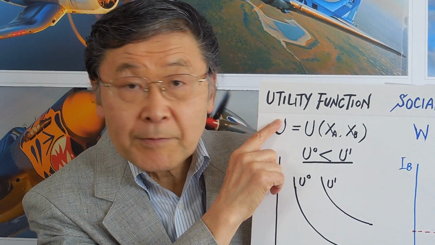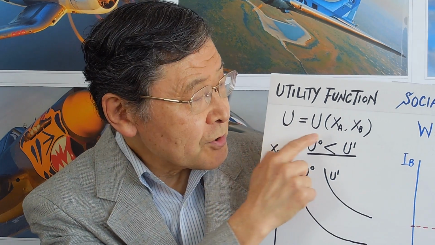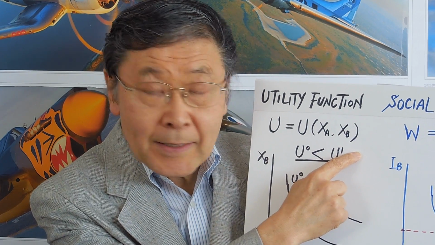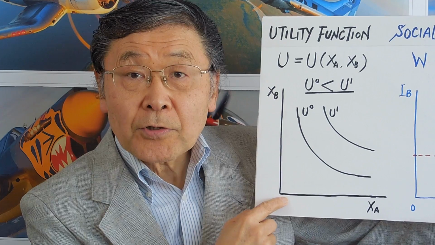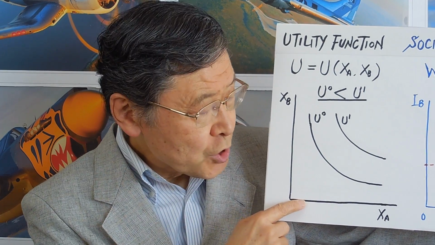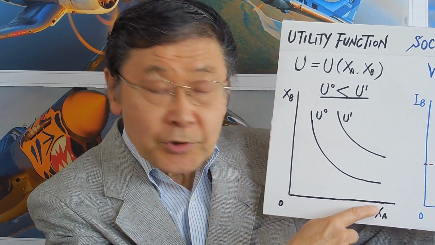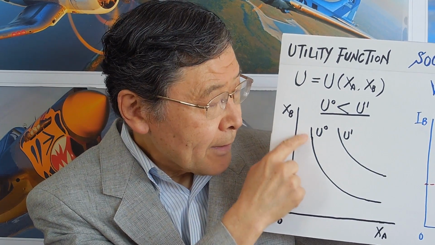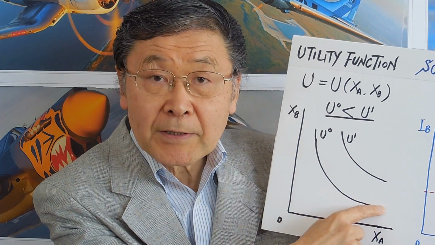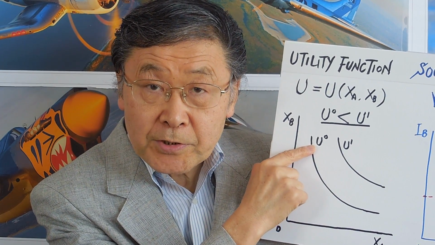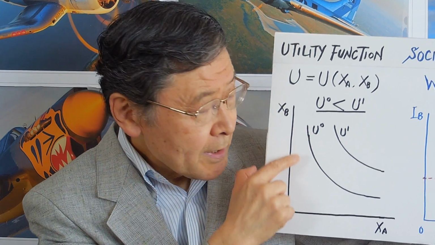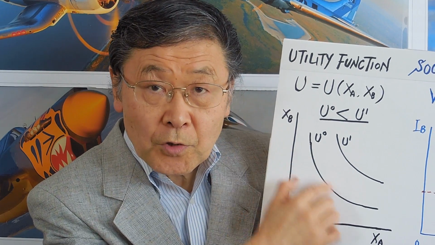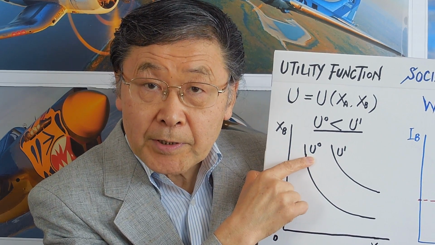The utility level of a consumer is a function of consumption good A and consumption good B, right? And then we draw this kind of graph showing consumption good A here and consumption good B here. And then there is an indifference curve corresponding to the utility level U0, which means that any combination of these two goods along this curve will give the same level of utility U0.